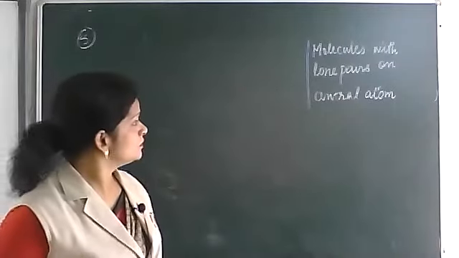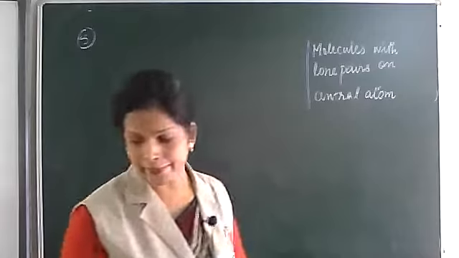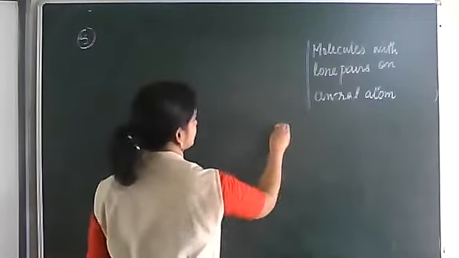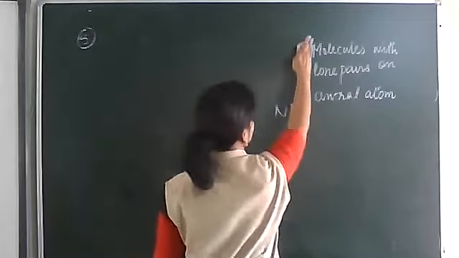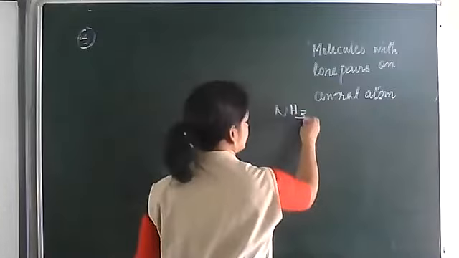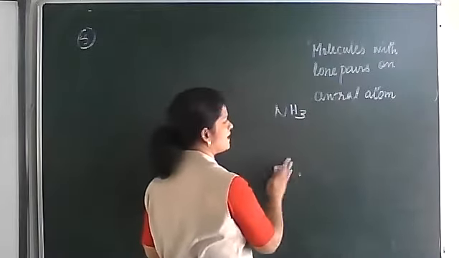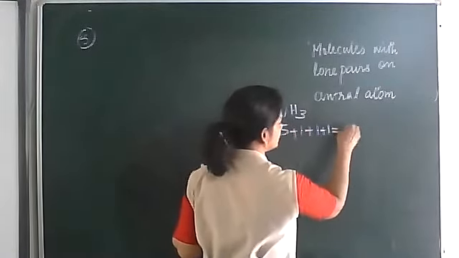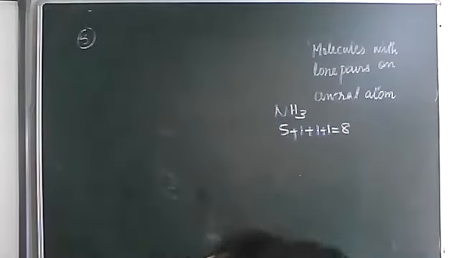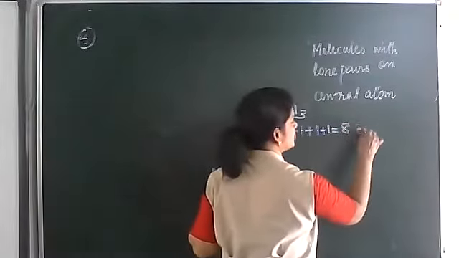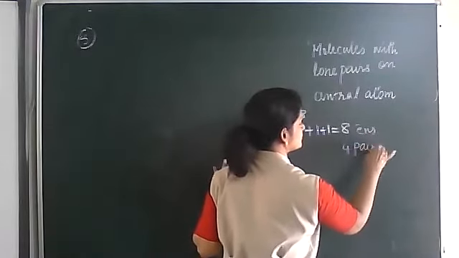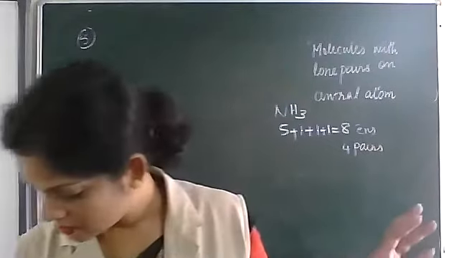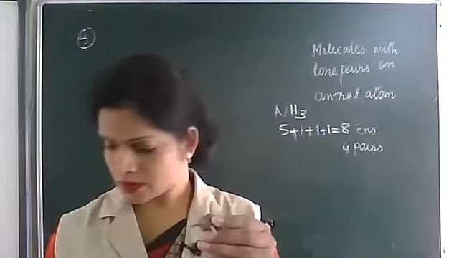Another example for molecules with a lone pair on the central atom, that is NH3. In NH3, nitrogen is the central atom. See, 5 valence electrons, and 1 plus 1 plus 1, that is 8. 8 electrons means 4 pairs. 4 pairs will be standing around this nitrogen. This is nitrogen.